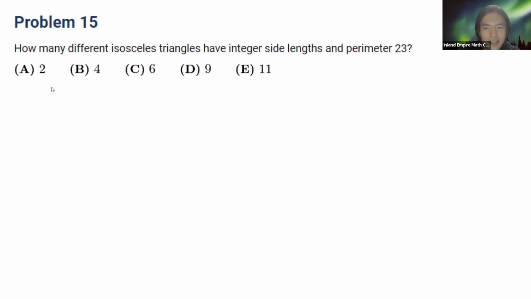So, how many different isosceles triangles have integer side lengths and perimeter 23? A 2, B 4, C 6, D 9, E 11. What did we get for this question? What is C? Okay. Leo also says C. Okay.